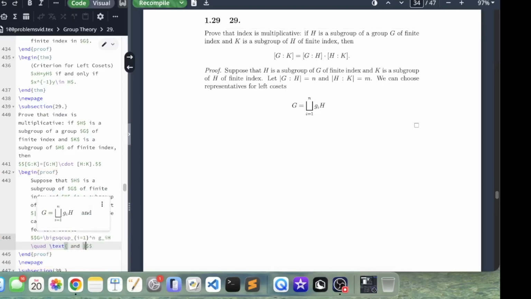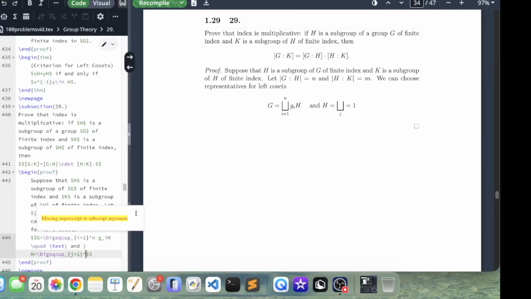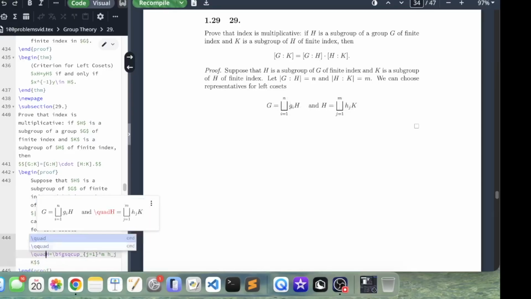So maybe I'll format it like this. H is also the disjoint union from j equals 1 to m of h_j times K. Okay, and we can do this since we have finite index. We can write them as disjoint unions of these representatives g_i and h_j times their respective subgroup.